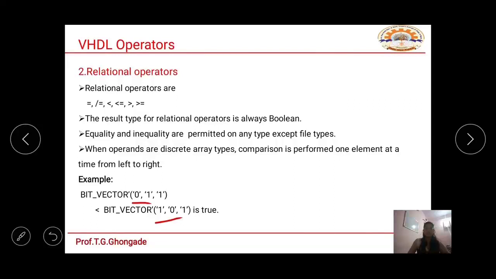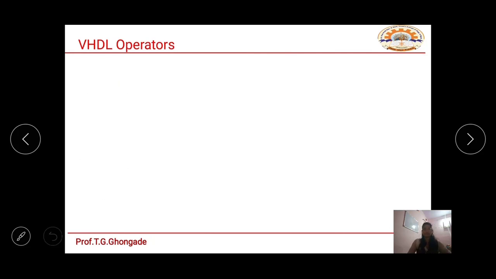So 0 is always less than 1. Okay, so the condition is true. So this is an example of a relational operator. Then another example of a relational operator is: type MVL is U, 0, 1 and Z.